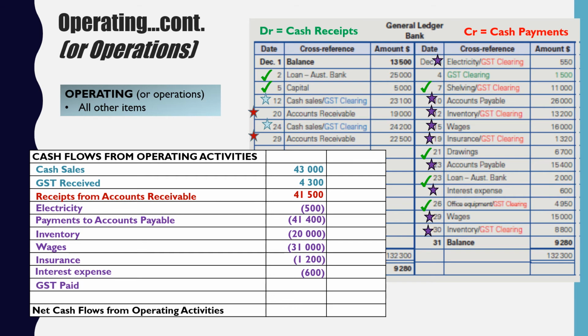Now, here we report the total GST paid amounts on all cash purchases and cash expenses paid for. And it works out to be a total of $3,620.